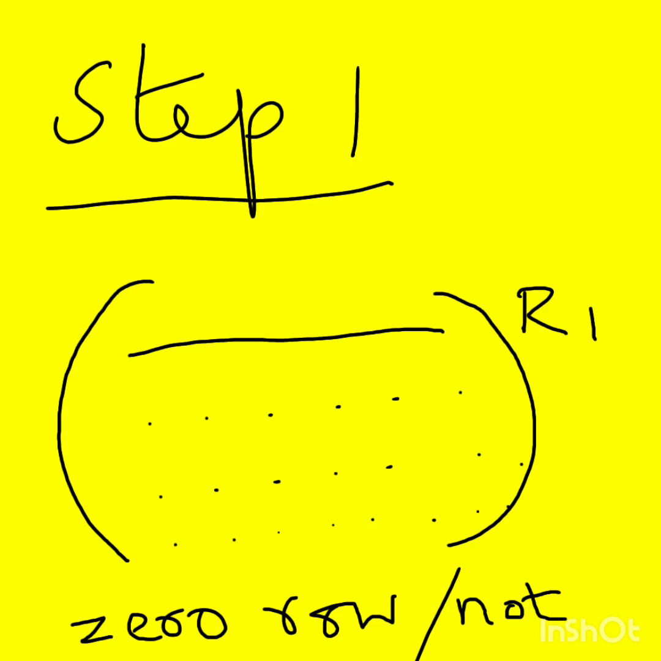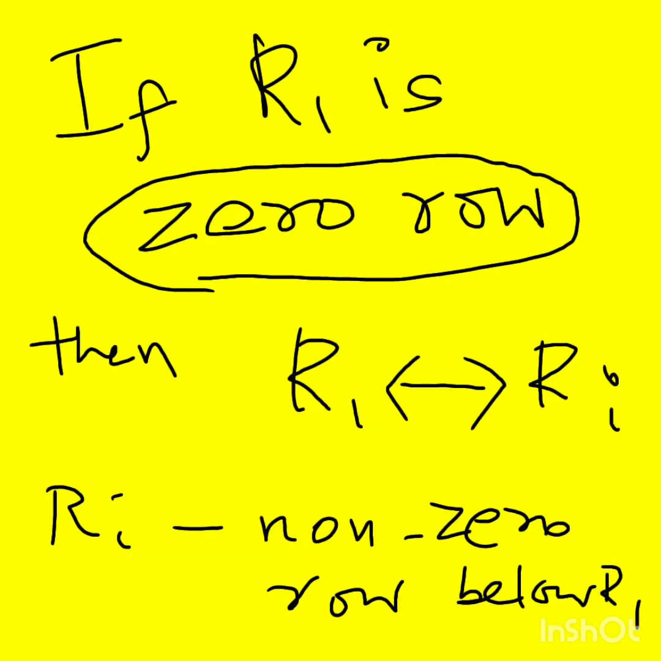Check whether it is a 0 row or a non-zero row. First, we should know that a 0 row means every entry of the row is 0. Non-zero means at least one of the elements in the row is a non-zero number. So if the first row is a 0 row, then interchange the first 0 row with some non-zero row below that first row.